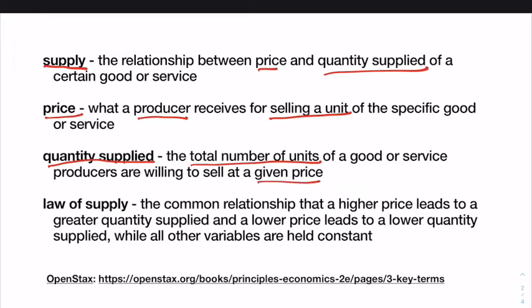price. For us to know the type of relationship that we have between price and quantity supplied, we look at the law of supply. And that tells us that we have a positive relationship between both price and quantity supplied. If price goes up, then quantity supplied will go up. They'll move in the same direction, showing that positive relationship. So let's see what it looks like in a graph.